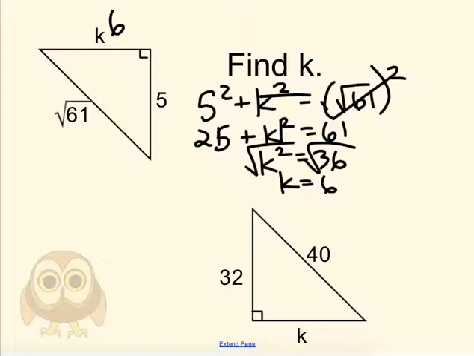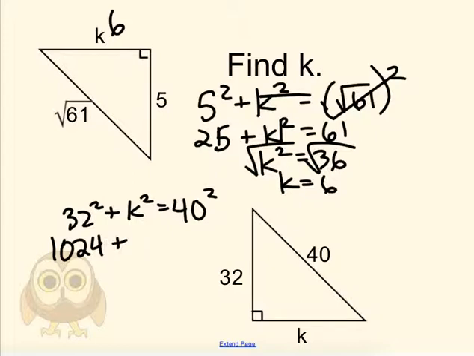Okay, and another one here. If I take 32 squared plus k squared equals 40 squared, well, 32 squared gives me 1,024 plus k squared is equal to 1,600.